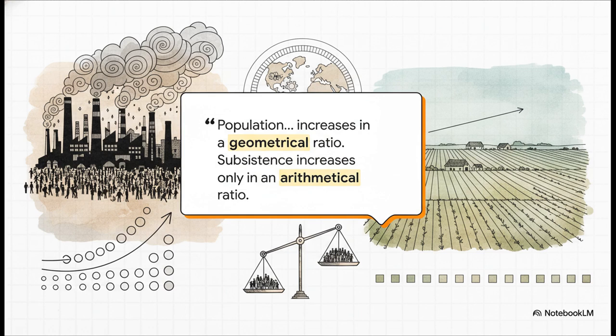Way back in 1798, a guy named Thomas Malthus saw the population boom of the Industrial Revolution and asked a huge question. Can we actually feed ourselves if our population grows exponentially, but our food supply only grows arithmetically? It's a debate that's still raging today.